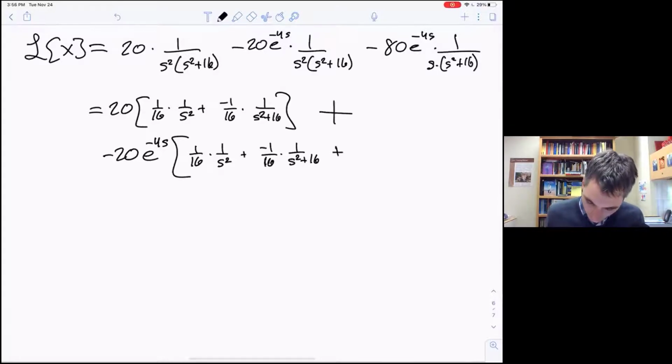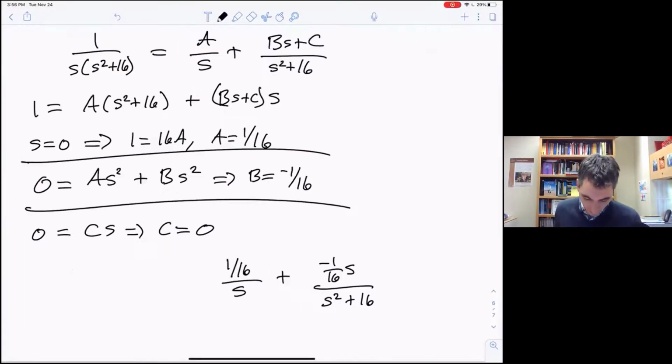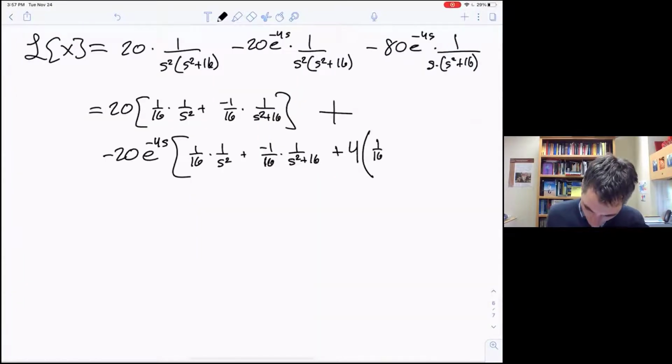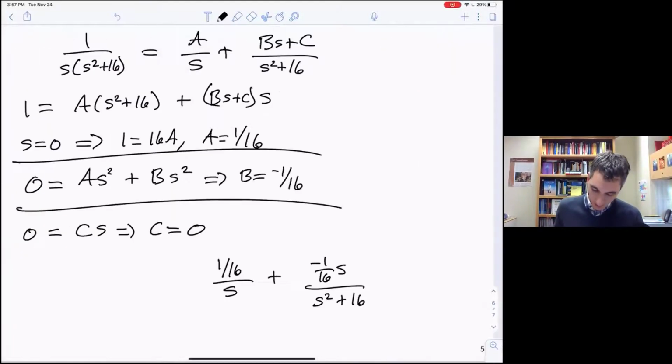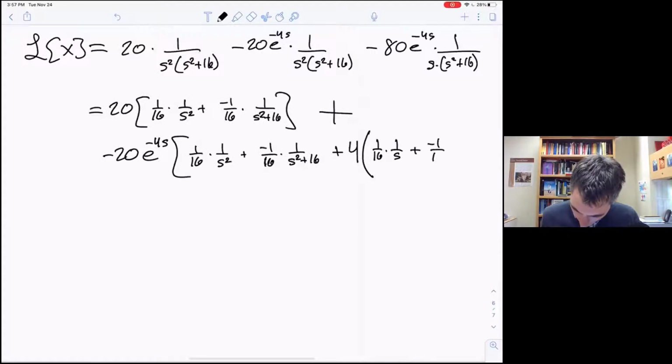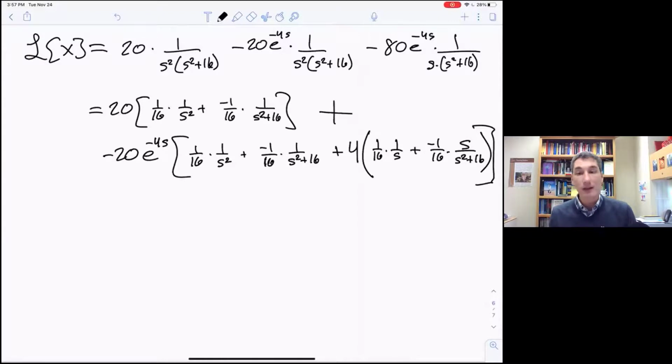And then we're going to have plus 4 times, and with this is 1 on s squared plus 16. So that's going to reduce down to 1/16 times 1 over s, plus negative 1/16 times s over s squared plus 16, parentheses and bracket. Okay, so that's what L of x is in this case. And then we should be able to then essentially what? Well, I guess we could combine like terms if we really wanted to.